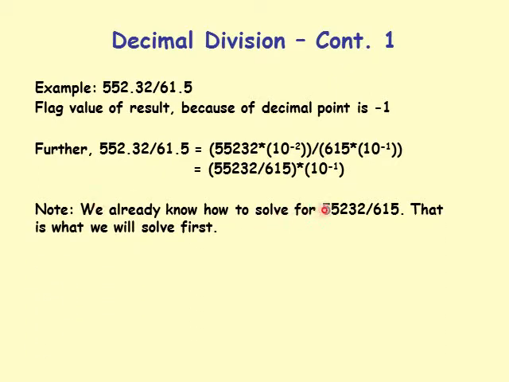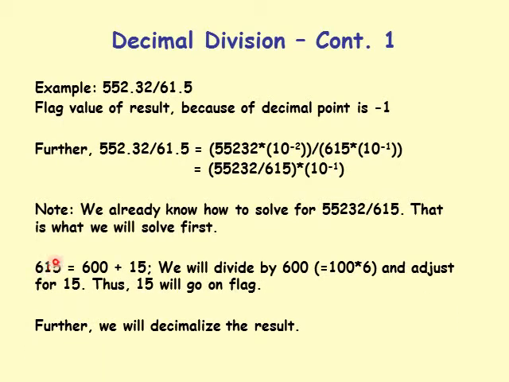Note, we already know how to do these divisions. Division of 55232 by 615, and that's what we will solve first. And we know that the exponent part, because of this number being divided, is 10 to the negative first power.